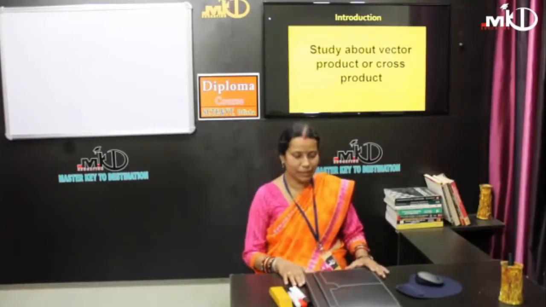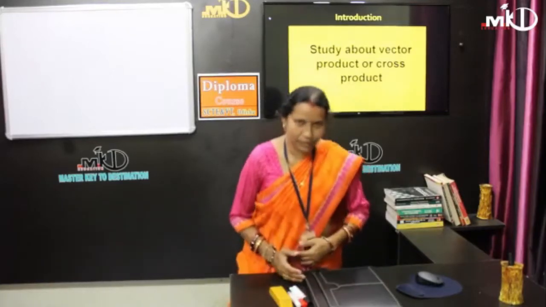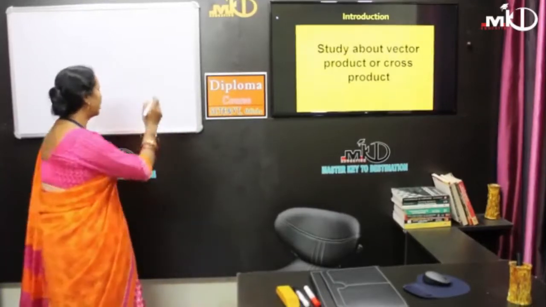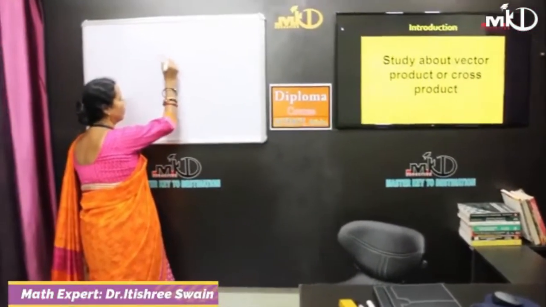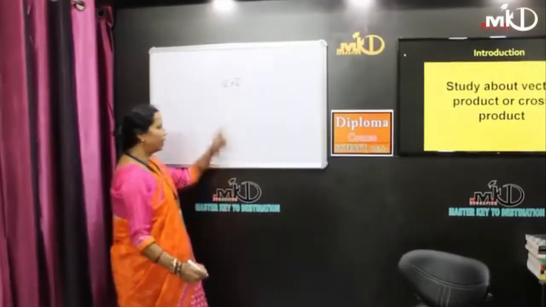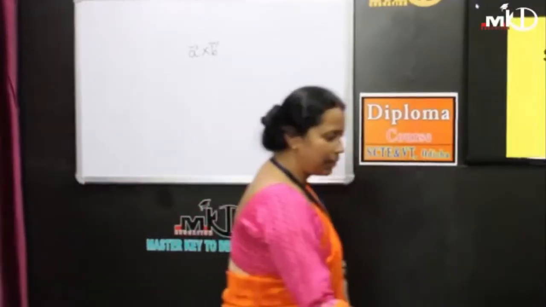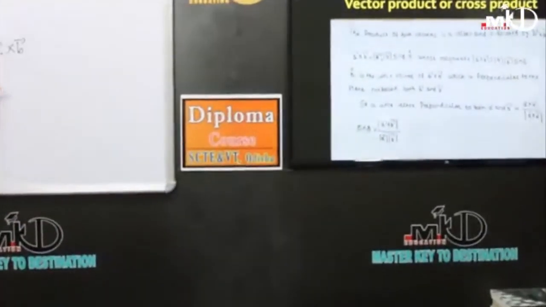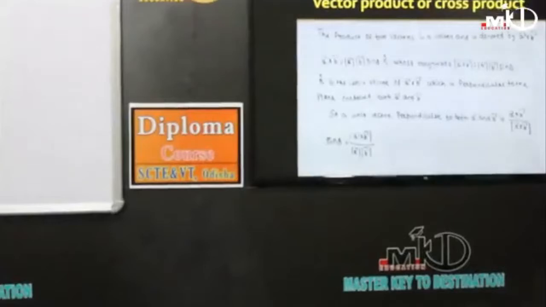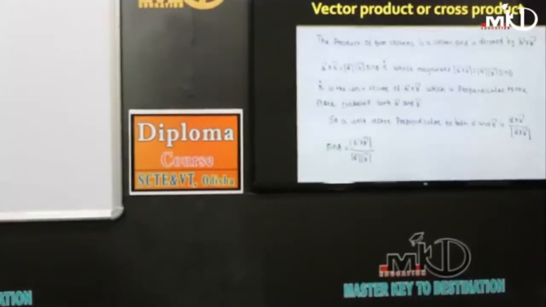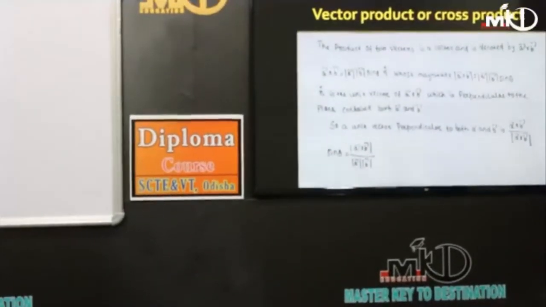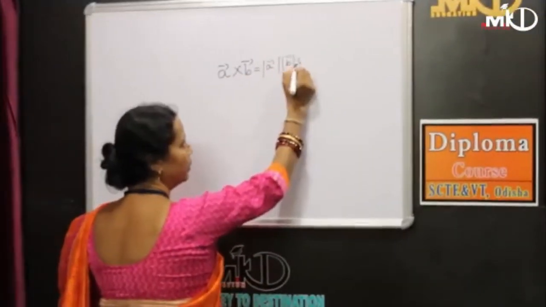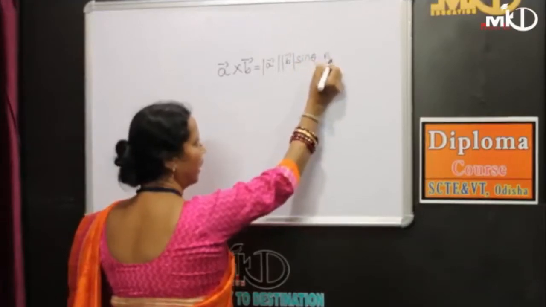Now friends, whenever we find the vector product of two vectors, we denote it by A bar cross B bar. Now A bar cross B bar is a vector, and since it is a vector, it has a modulus and also a direction. So what is the modulus? It is equal to the modulus of A bar into modulus of B bar into sine theta into n cap.